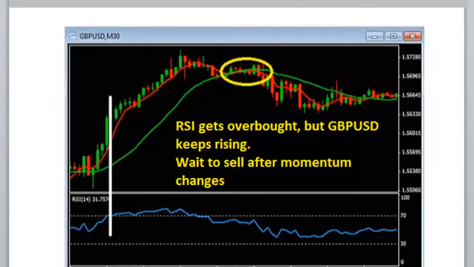Okay, so let's look at a chart to explain how this works. Here's a chart of the pound dollar on the 30-minute range. We see over here that the RSI gets overbought and then it continues to go higher. If you would have shorted just when it got overbought, you would have lost money as it continued to go on for another 80 pips higher. So we're going to wait until the red line, which is our shorter term 5 period moving average, crosses below the green line.